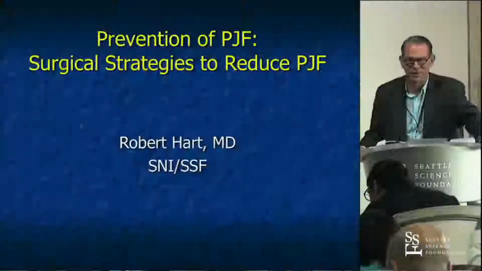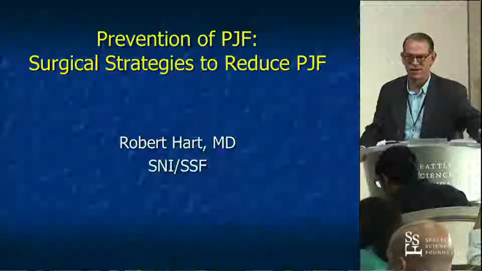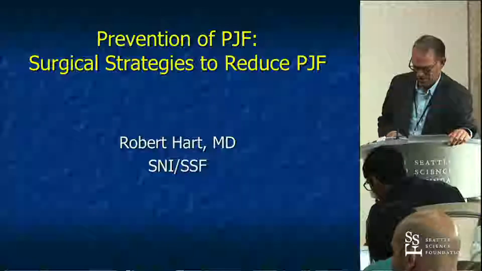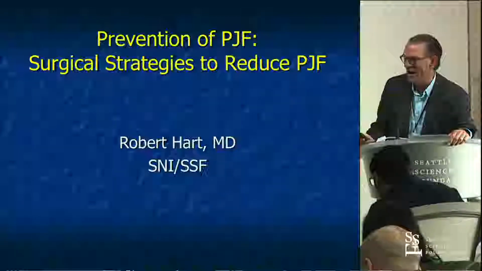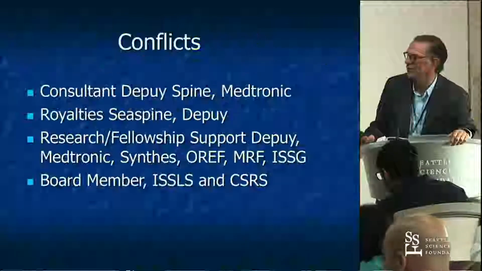This is scheduled as complications, but I'm really going to focus on one set of complications in adult deformity right now, which is proximal junctional failure. And I'll show you my thoughts on why it happens, and some thoughts about how to potentially prevent it and reduce the incidence.